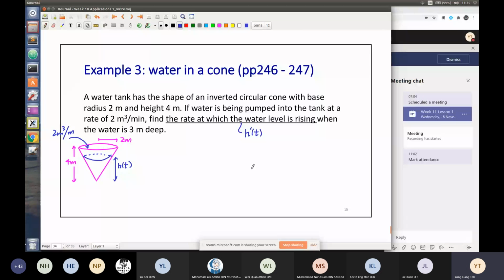Okay, so now we identify our objective, h prime t, already. You might have noticed that the volume going in is also the rate at which this volume is increasing. So the rate at which this volume is increasing is going to be our v prime t. I'm calling v here volume. Therefore v prime t is in fact equivalent to 2 meter cube per minute. Let me just put per minute here for completeness.